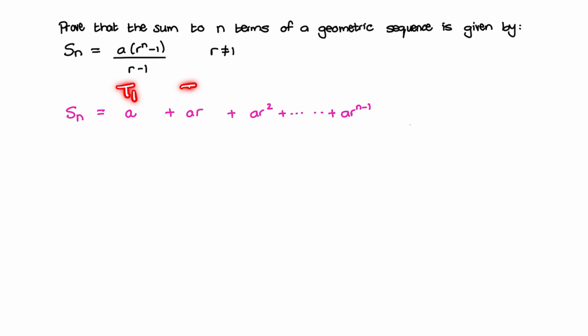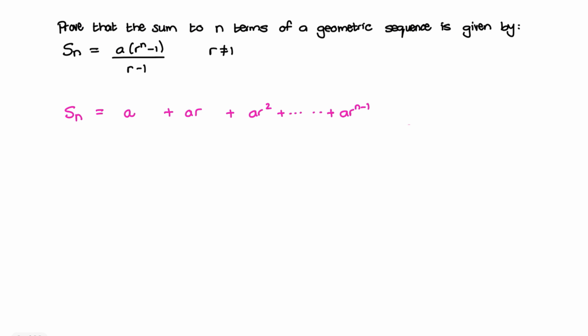Sn is term 1 plus term 2 plus term 3 all the way up until the last term that we consider in our pattern. In the previous video, we learned that term 1 is equal to a, term 2 is a times r, and so forth, and the last term, Tn, is represented by a times r to the power of n minus 1.